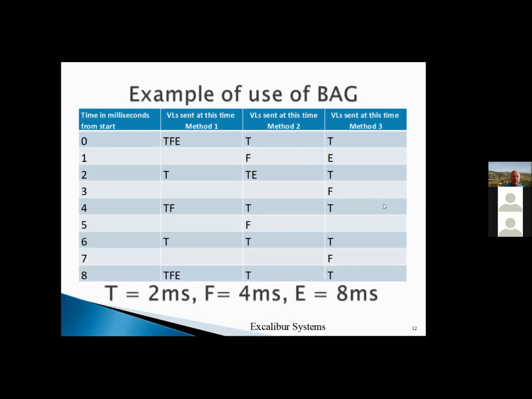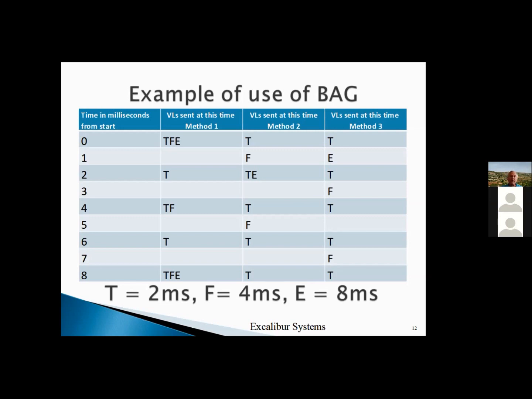Okay, so now let's look at different ways that we can transmit devices based on their BAG. So now I've taken as an example 3 VLs. One of them is called T, and it has to go out every 2 milliseconds. One of them is called F, it's got to go out every 4 milliseconds, and one of them is called E, it's got to go out every 8 milliseconds. Right? So it doesn't mean that the T information is more important. I don't know exactly what important means. It means that the T information is more time critical. I need it now. So I want it to be sent out more frequently.